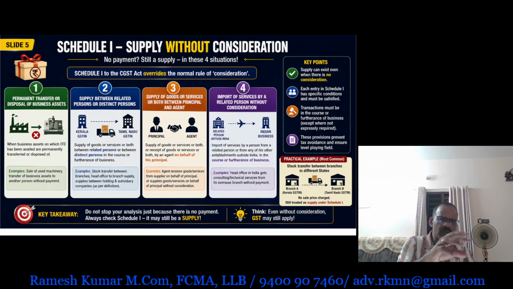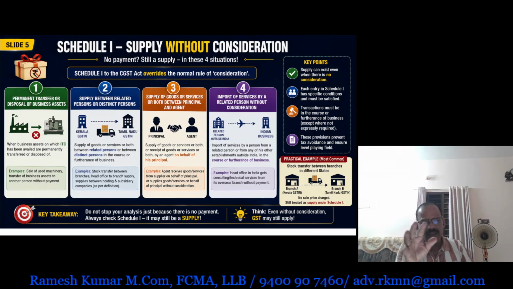So let us look at the 4 categories shown in the slide. The first concerns the permanent transfer or disposal of certain business assets where input tax credit has already been availed, subject to statutory conditions.